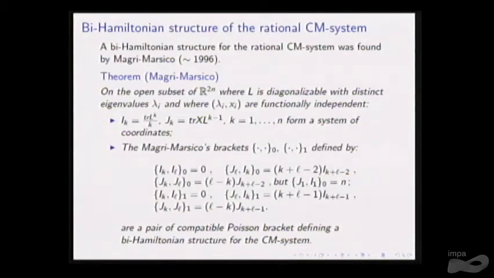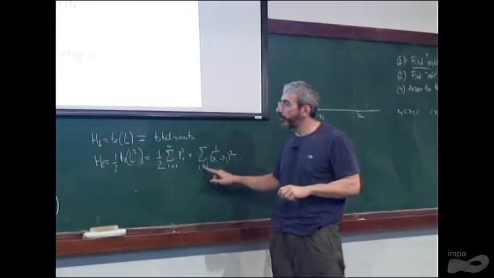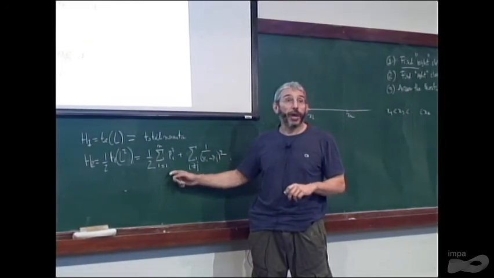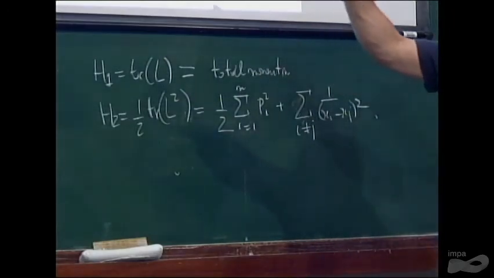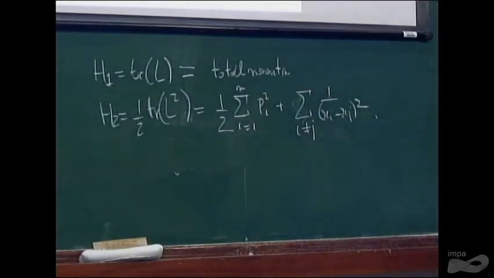And then, on this open set, the brackets defined using this i_k and j_k via this relation are a pair of compatible Poisson brackets. And this defines a Bi-Hamiltonian structure for the Calogero-Moser system, which means that the vector field associated to this function here is Bi-Hamiltonian. Is Hamiltonian with respect to the first bracket, and Hamiltonian with respect to the second bracket.